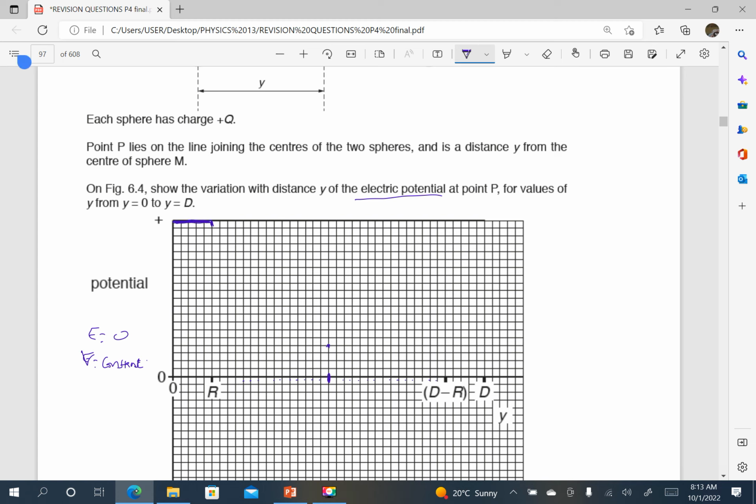Again, inside the other sphere, we also draw a horizontal line. They have the same potential because they have the same magnitude of charge. Note that potential is equal to kq over r. They have the same charge and the same radius. So inside the spheres, potential is constant and is the same as that on the surface. But as you move away from the surface, of course, potential decreases.